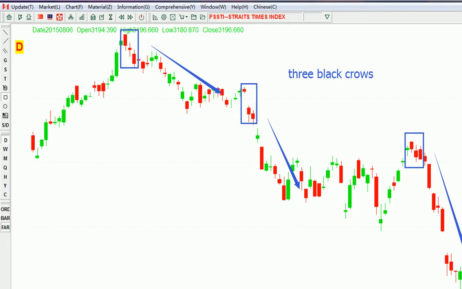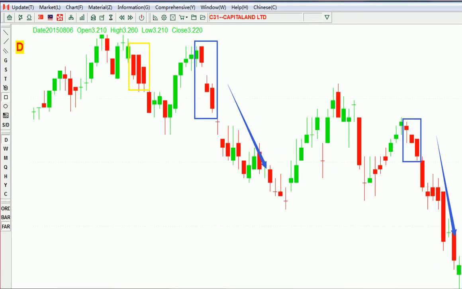So we can see this one, three black crows. Then this one, 1, 2, 3, which means the price is still weak. Then this one, the share is still weak. The share is weak, so you cannot buy, okay? If you see the three black crows appear, you should know that the share or the market is weak, so you cannot buy stocks, okay?